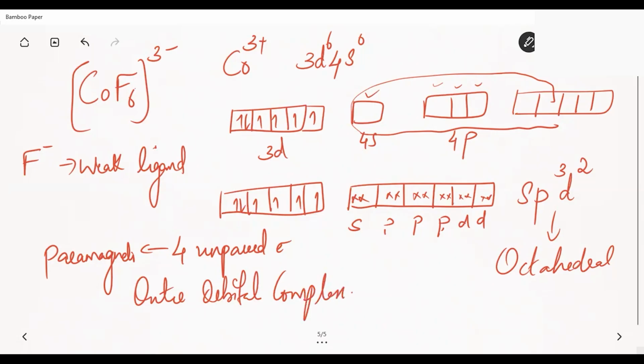Okay. And it is a high spin complex, right? High spin. So this is the method we are doing. Hope you get it. Next we will do some tetrahedral complexes, one or two.